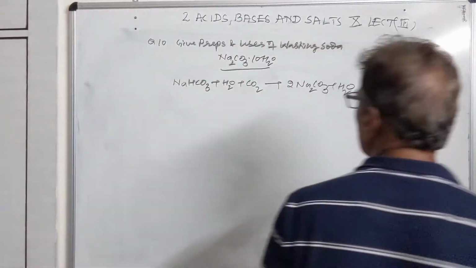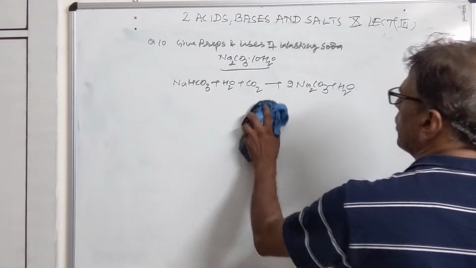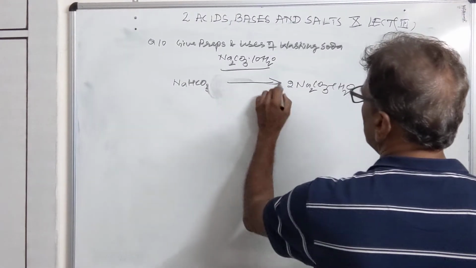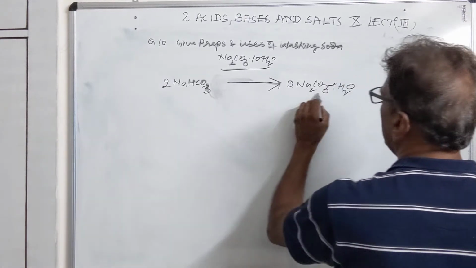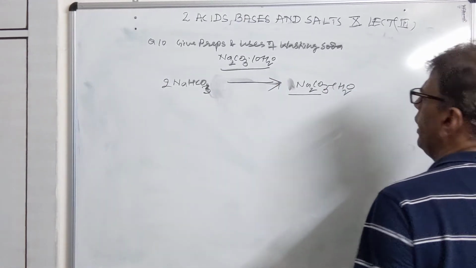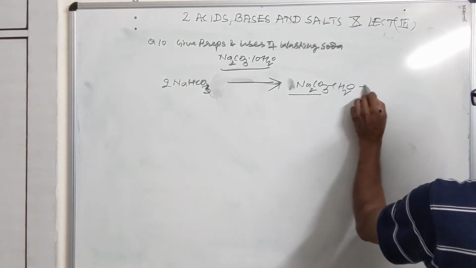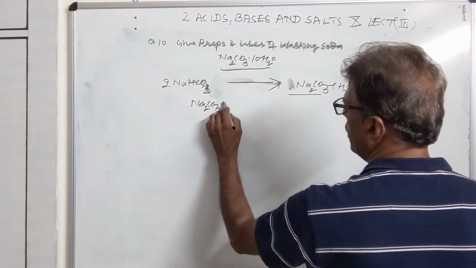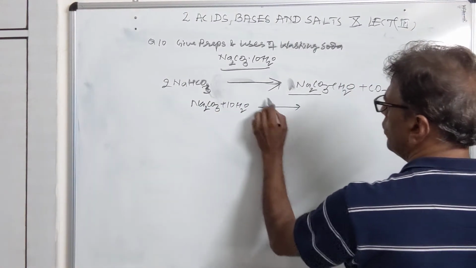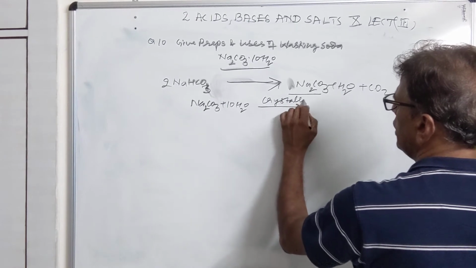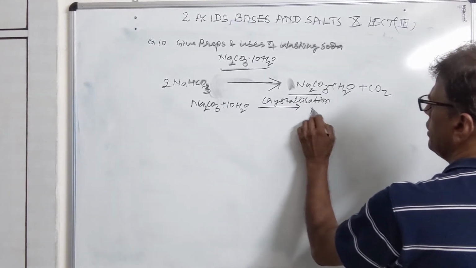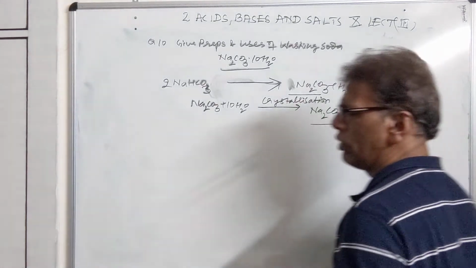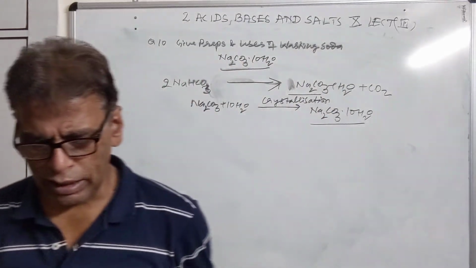If we heat NaHCO3, even then we will get sodium carbonate. So there is no need of adding carbon dioxide and water to it. You heat NaHCO3, you will get Na2CO3, carbon dioxide and water. Na2CO3 then combines with 10 water molecules. This is called crystallization, and during crystallization it produces sodium carbonate decahydrate salt. So this is sodium carbonate decahydrate.